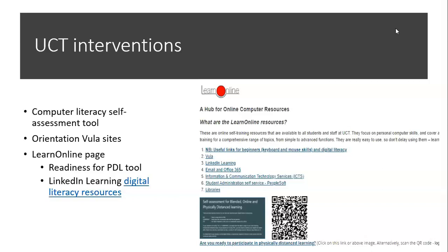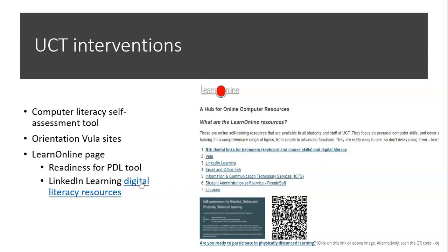And then there's the Learn Online page. When you get into Vula, you can just click on home, and then you will find the Learn Online page, which has got quite a lot of resources. And this is just an example here. This is a screenshot from there. And so there are so many resources that are there for beginners.